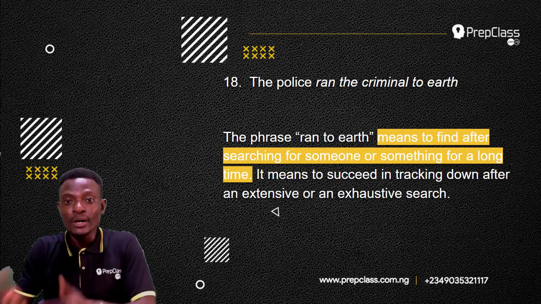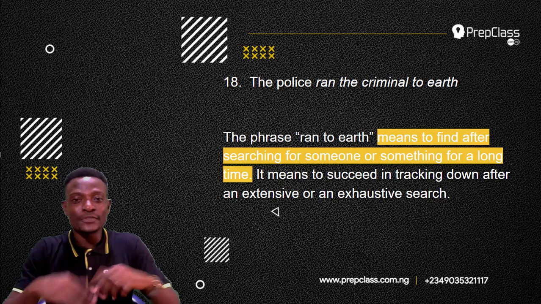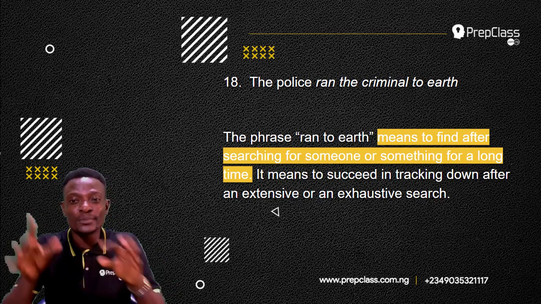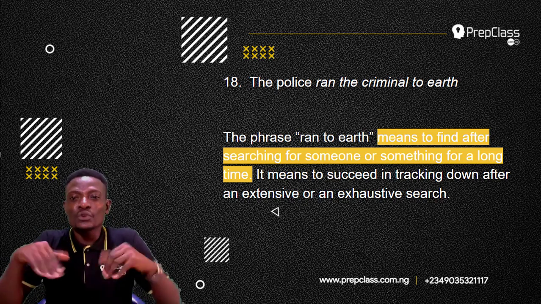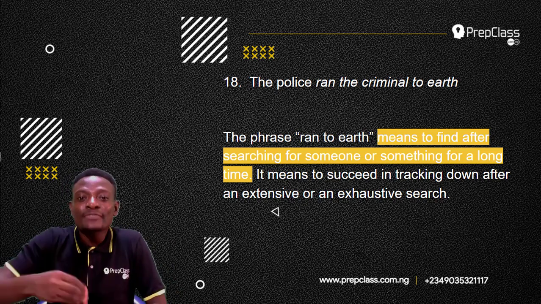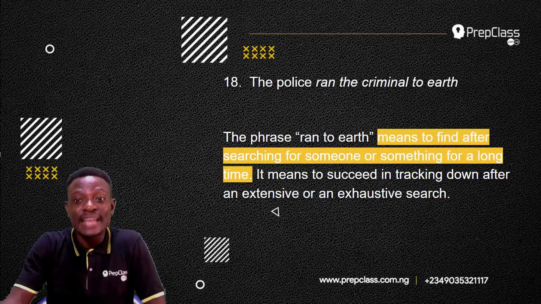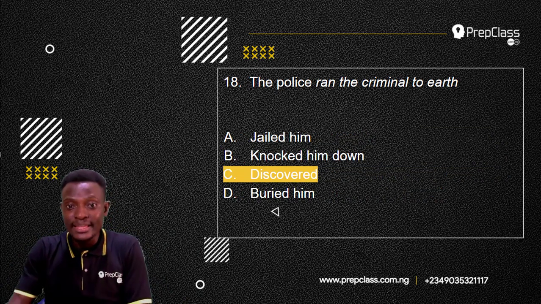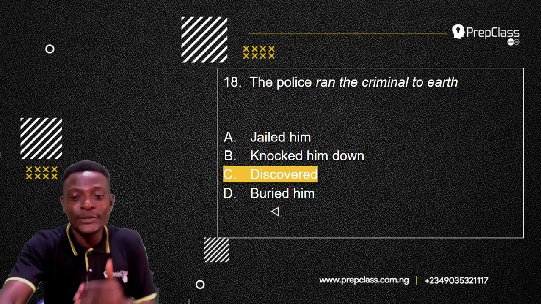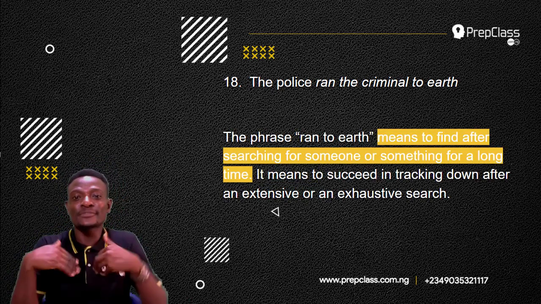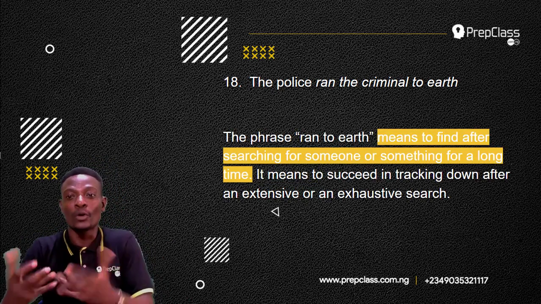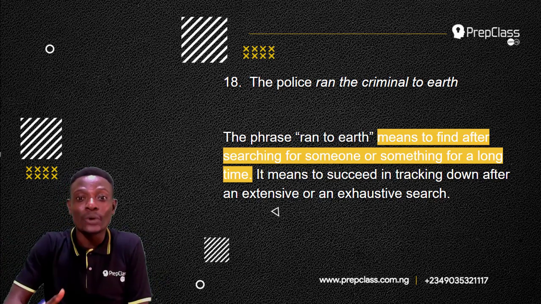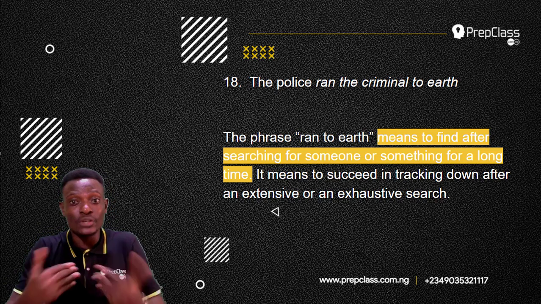To run to earth means to find after searching for someone or something for a long time. It means to succeed in tracking down after an extensive or an exhaustive search. The police ran the criminal to earth. The police discovered the criminal. Remember, ran to earth means to find after searching for someone or something for a long time. It means to succeed in tracking down after an extensive or an exhaustive search.